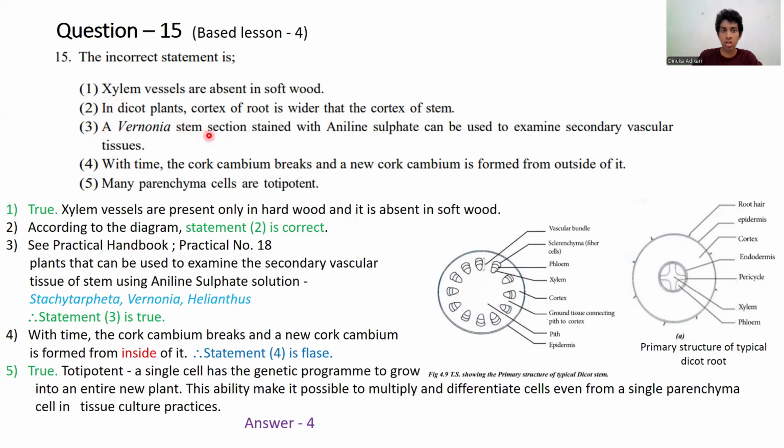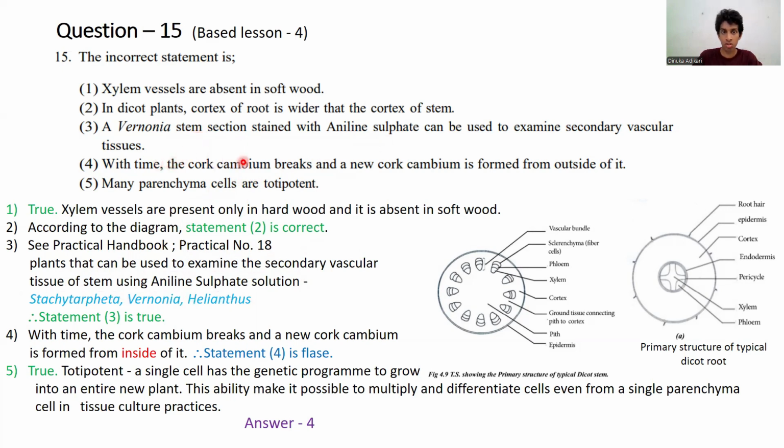3. A Vernonia stem section stained with aniline sulfate can be used to examine secondary vascular tissues. Yes, that's true. So you can see in the practical handbook under the practical number 18, they have given the plants that can be used to examine the secondary vascular tissue of stem using aniline sulfate solution. So they have given three plants, Streblus asper, Vernonia, and Helianthus. So Vernonia can be used to examine secondary vascular tissues by staining with aniline sulfate. Therefore, statement 3 is true.